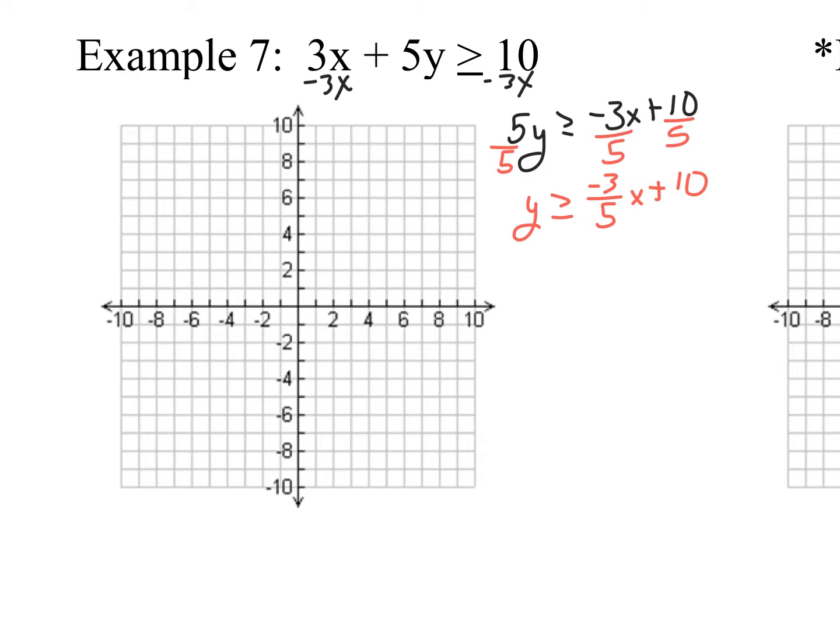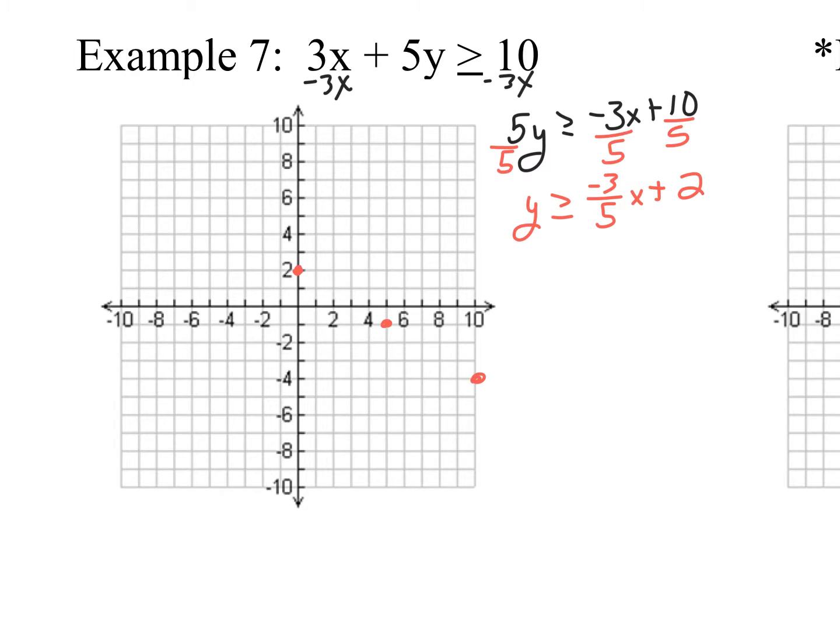So there's my inequality. Now let's start graphing this thing. Oh, wait a minute, there's a mistake there. Hold on, it's not 10, is it? 10 divided by 5 is 2. So let's go to 2 on the y-axis. My slope's negative 3/5, so down 3: 1, 2, 3, over 5.